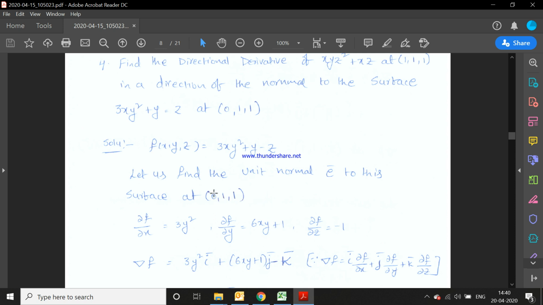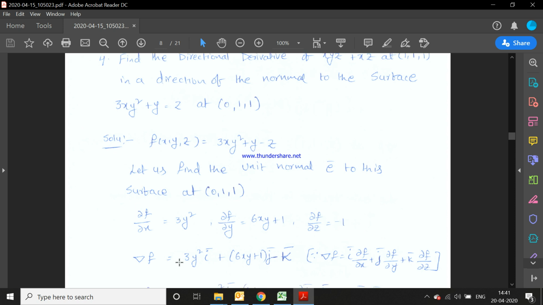First you have to find the three partial derivatives of f. Dou f by dou x: with respect to x, 3y square is constant and the x derivative is 1, so 3y square, plus y derivative 0, minus z derivative 0. Next, dou f by dou y: 3x is constant, the y square derivative is 2y, so 3x into 2y is 6xy, plus y derivative 1, so plus 1, minus z derivative 0. Next, dou f by dou z: 3xy square derivative 0, plus y derivative 0, minus z derivative 1, so minus 1.